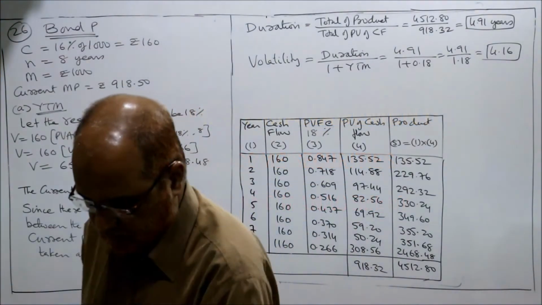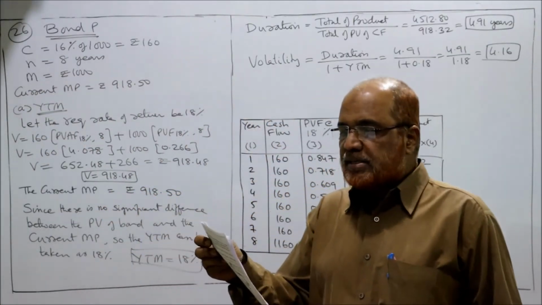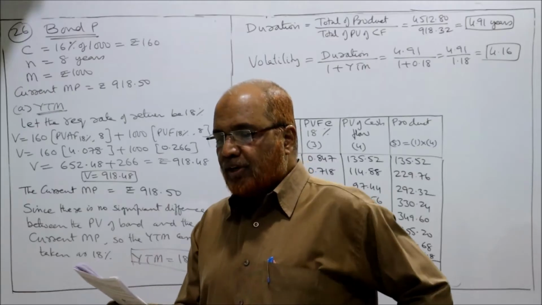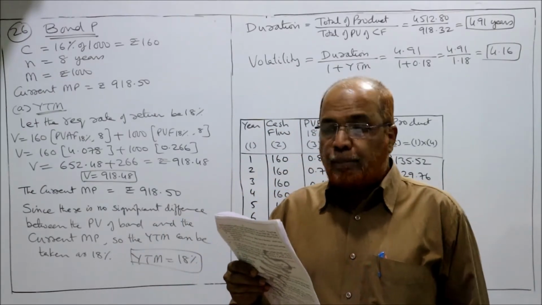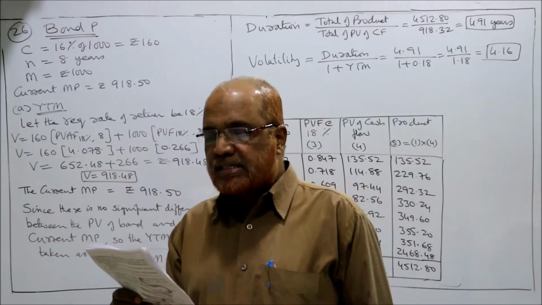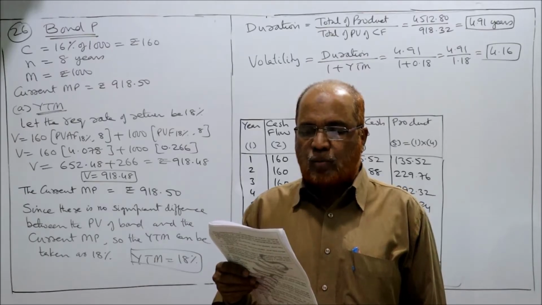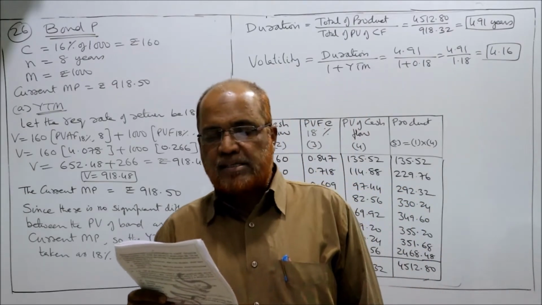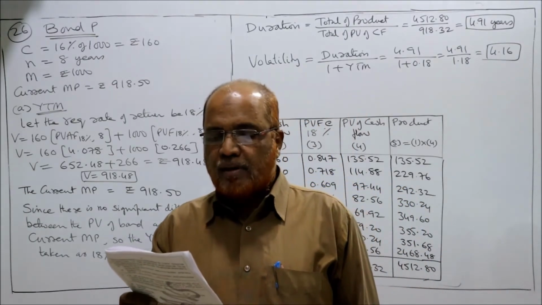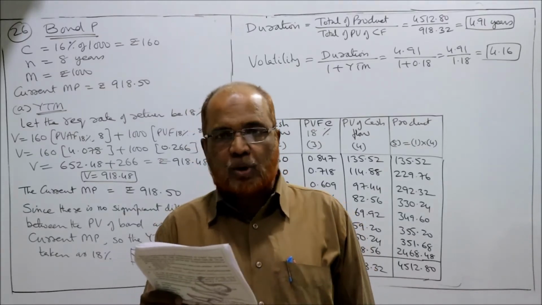Hello students, we are doing problem number 26. In problem number 26 we have two bonds P and Q. First we are going to do bond P. Face value of bond P is 1000, coupon interest 16% payable annually, years to maturity 8 years, redemption value 1000, current market price 918.5. And what are the yield to maturity, duration and volatilities of these bonds?